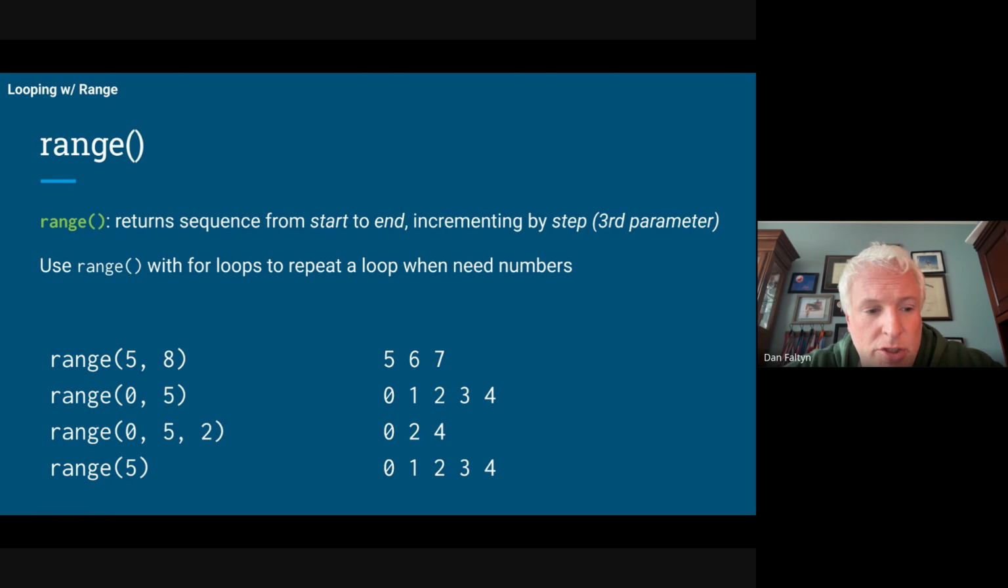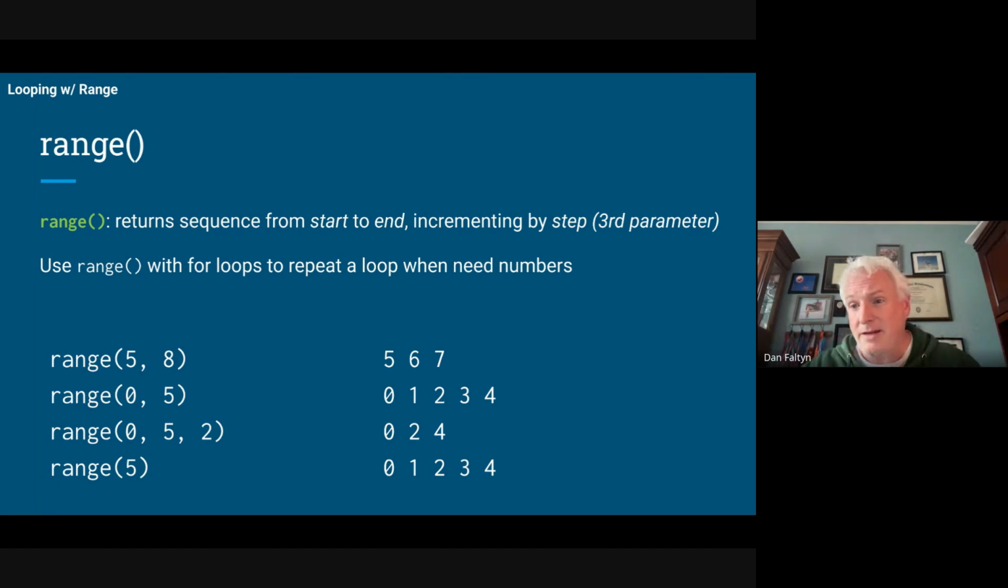As the examples are shown here, the range of 5 to 8 will produce a list that has the values 5, 6, and 7. Notice that it includes the lowest value, so it includes 5, but it does not include the upper value. So it's the number before that. That's why 5, 8 goes to 5, 6, 7. The third example, range 0, 5, 2, that second 2 is when you want to go by 2s, every other value. So here, this produces 0, 2, 4, right?